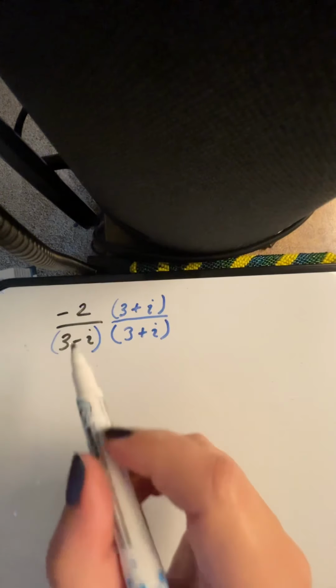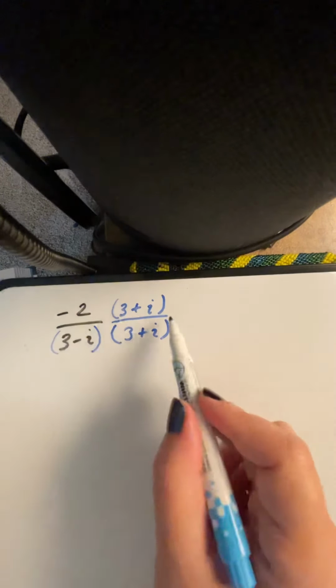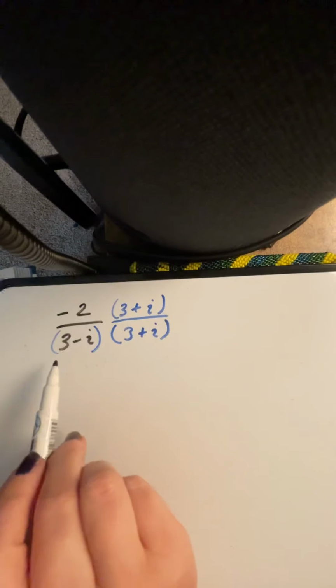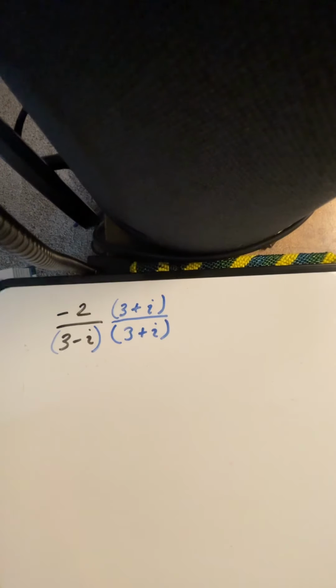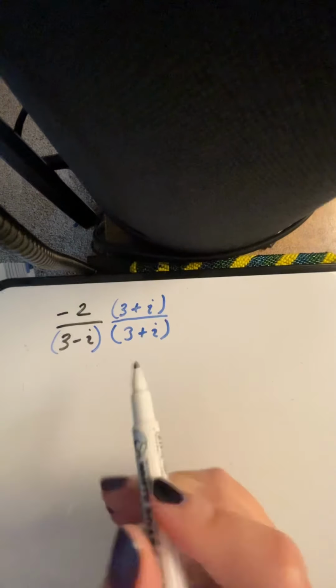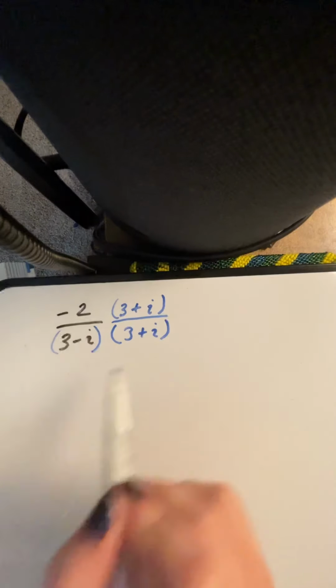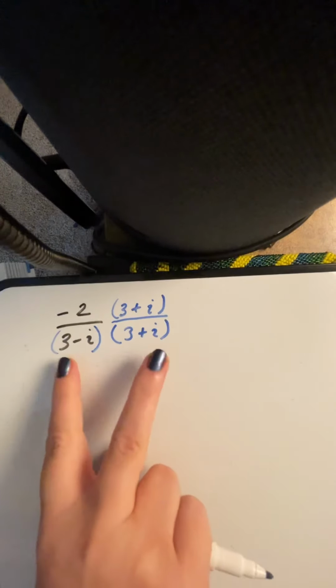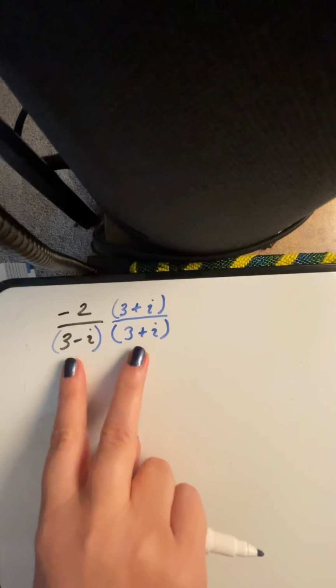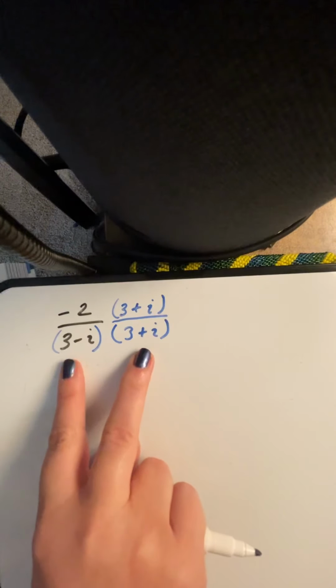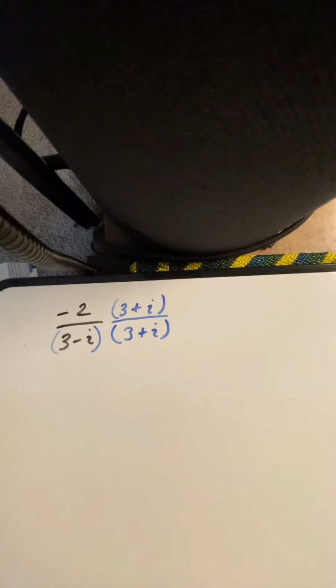We then are going to multiply the numerators together, and we're going to multiply the denominators together. Remember, one big part of why we multiply by the complex conjugate is because we want to get a real number in the denominator. And anytime I multiply a number by its complex conjugate, I get a real number answer. So let's multiply this out.